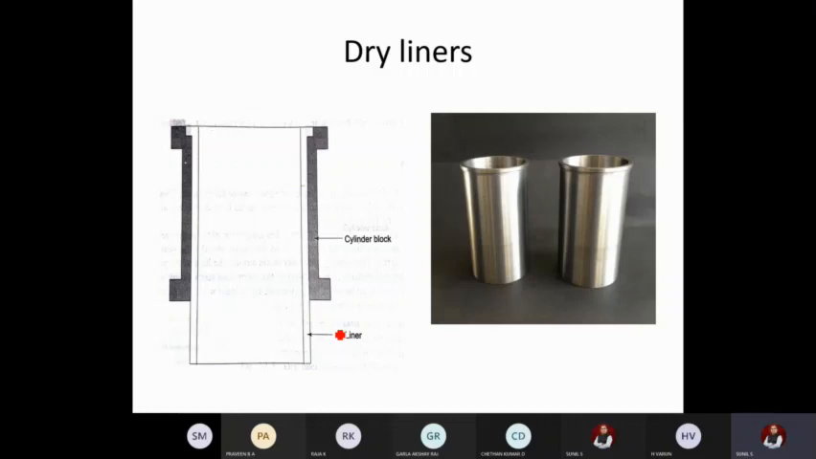So please take down a rough sketch. This you can take down the sketch. Make it fast.